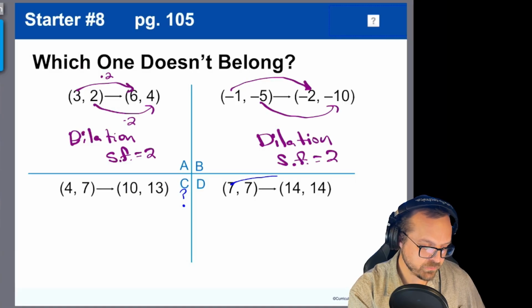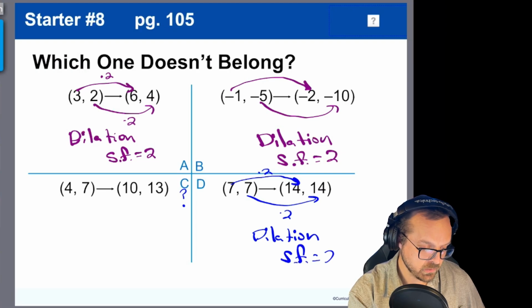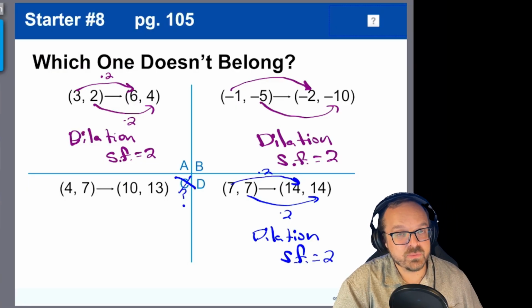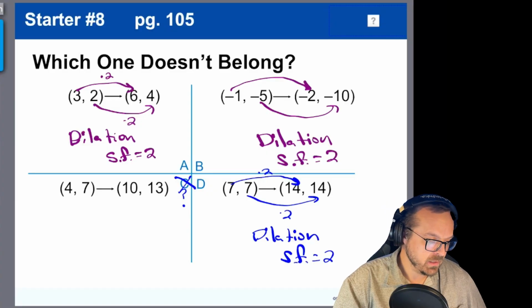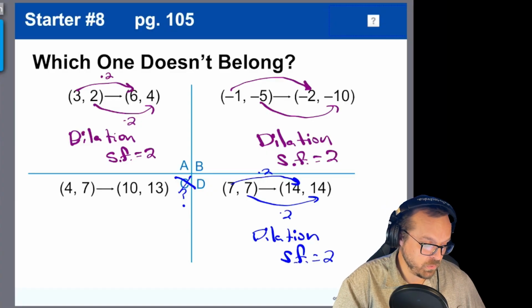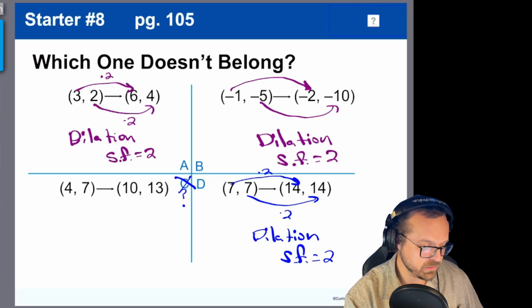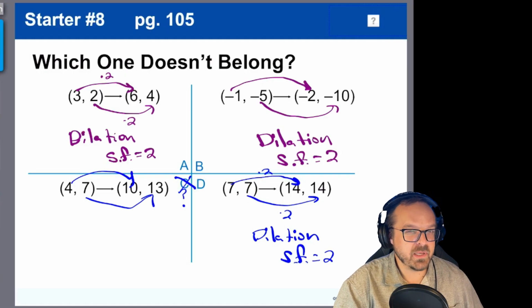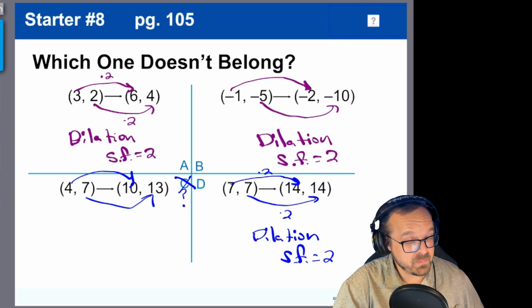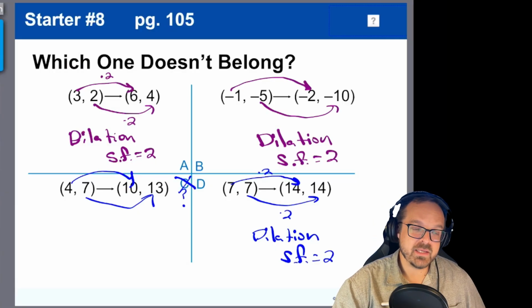If you notice here, though, going from 7 to 14 and 7 to 14, again, that could be multiplying by 2, and therefore is also a dilation of scale factor 2. And so we already know that C is going to be out because it's not a dilation. We could easily eliminate that. So honestly, for this one, it looks like it's really just adding 6 and adding 6. And maybe someone oopsed and was supposed to multiply by 6. I'm not sure. But that's how I see this one.